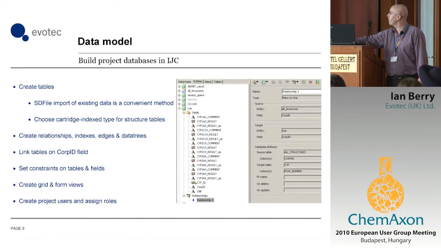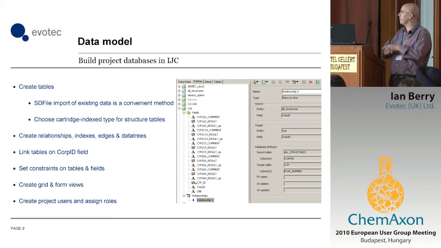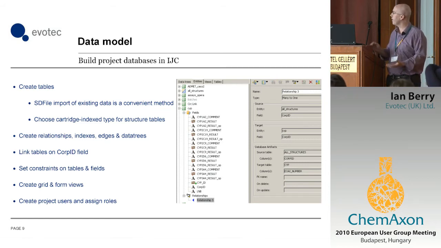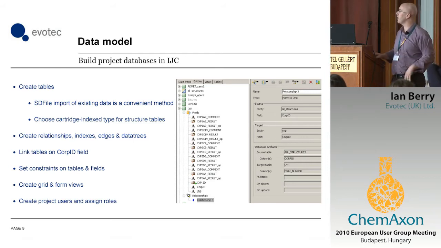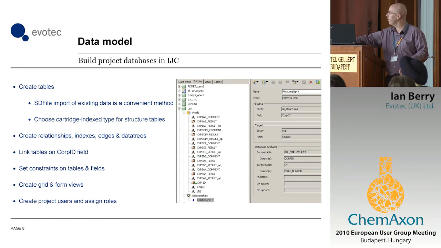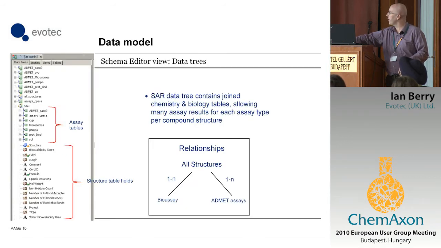So the data model we've decided to adopt comes partly from the SD files that we're importing, and then obviously using the cartridge index type of tables rather than JChem tables. That's just the way we like to work. And then within IJC, we're using the relationships, indexes, edges, and what have you to build up the data tree, linking all these tables on our corporate ID for all of our compounds, and then adding users as required. So that's kind of the idea.